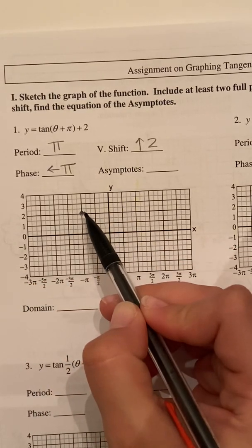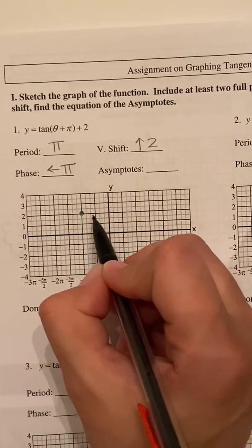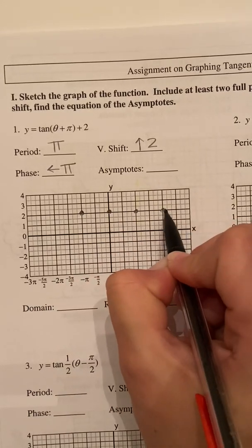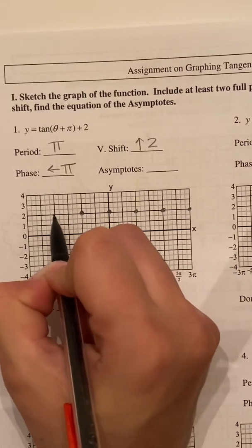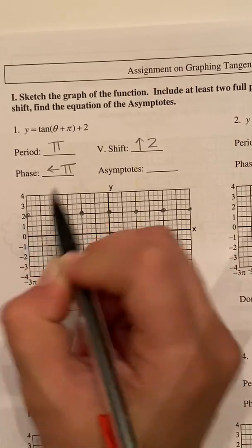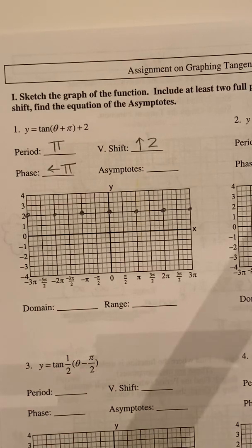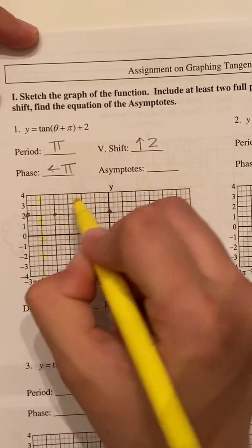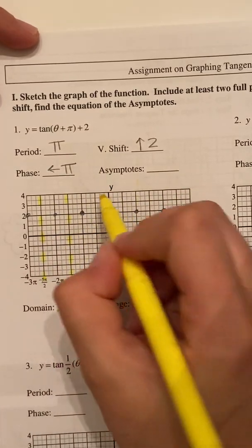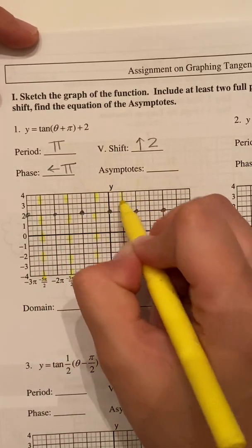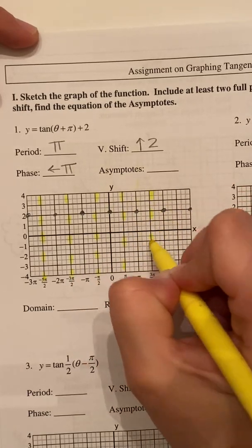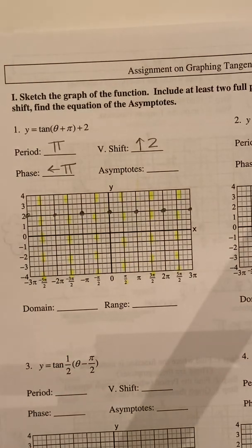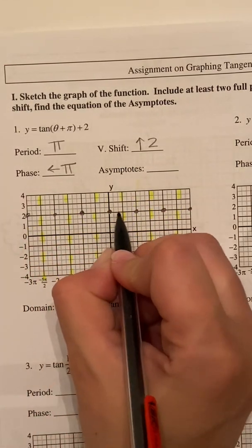Now the next 0 is going to be pi away from it. So go pi away, put a 0. Pi away, put a 0. Pi away. You get it. And then between all the zeros, you have your asymptotes. And then now the halfway marks are those pi over 4s.